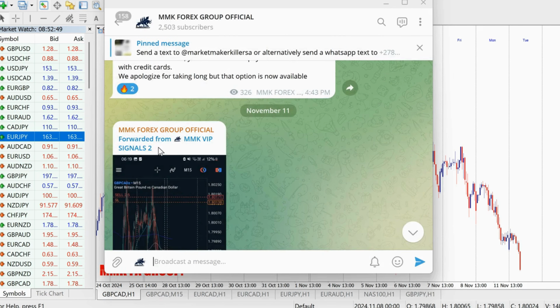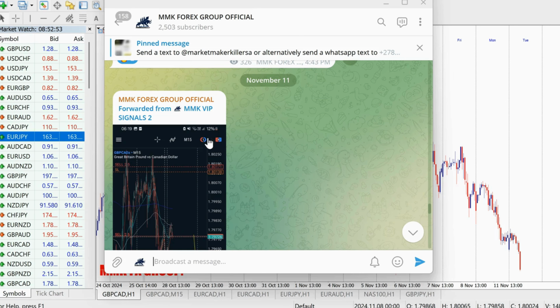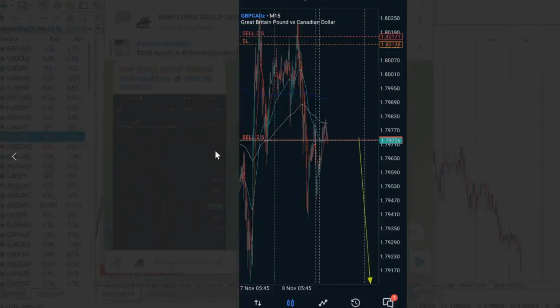Alright, so as you can see, this was forwarded from our VIP signal channel, and we did share it with everyone in the public group. And this is on GBP CAD. As you can see, on GBP CAD we had already taken a sell entry. We had a big multi-day formation right there, and our entry was on the second leg, and we did have a drop, which was good, as we broke multiple structures to the downside.